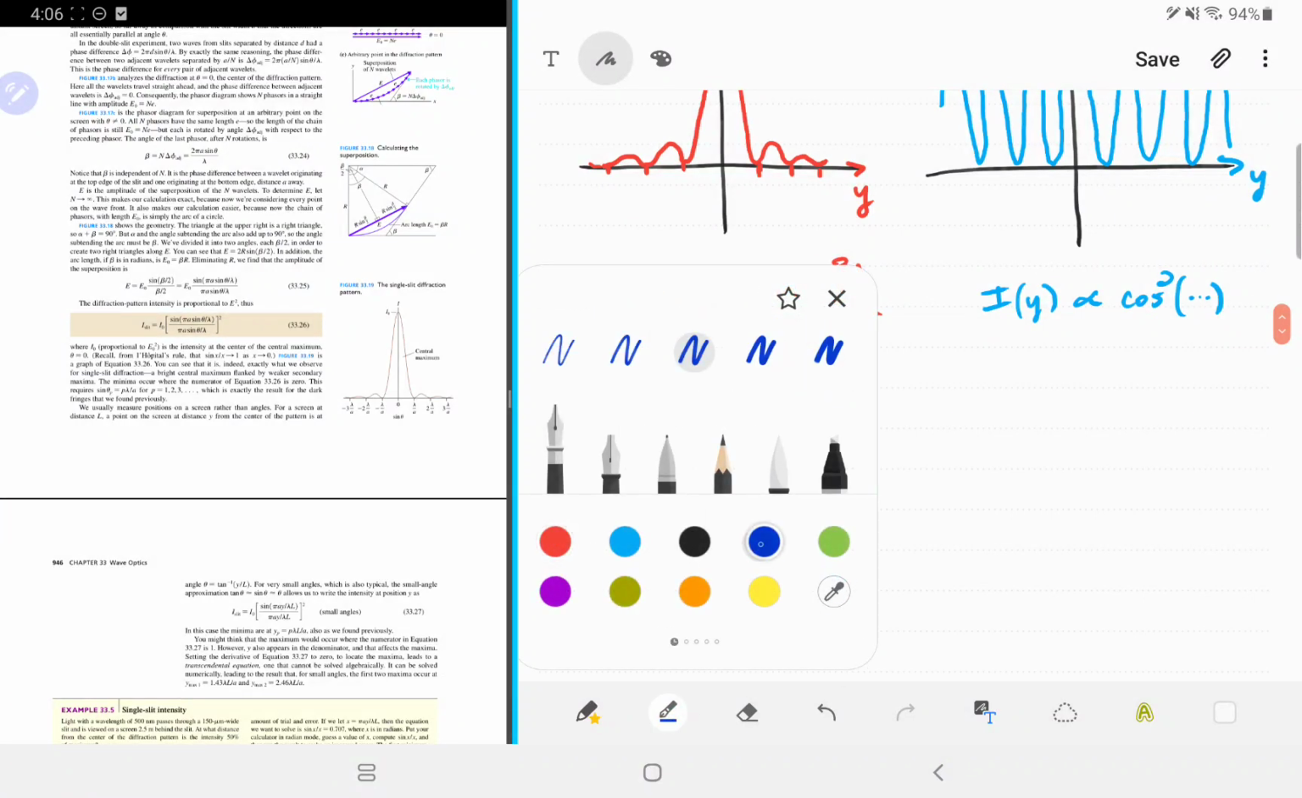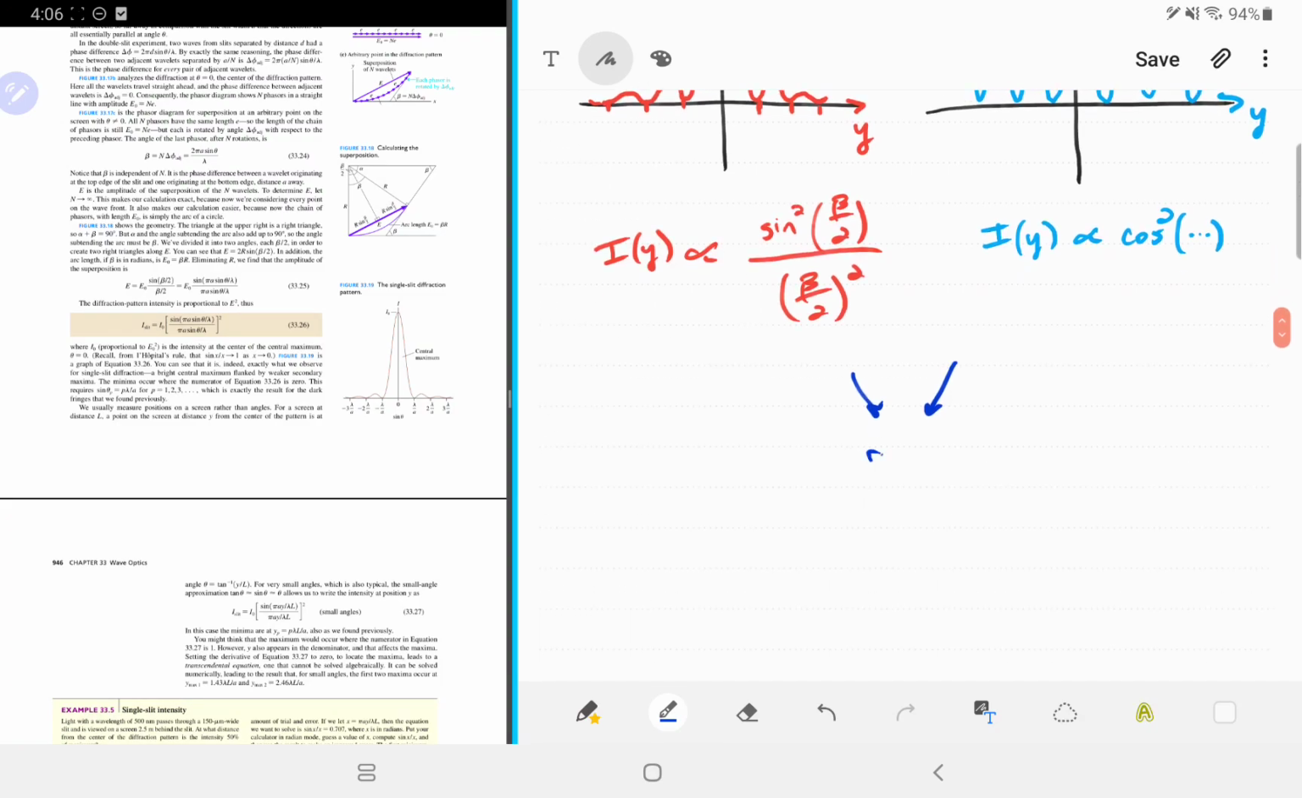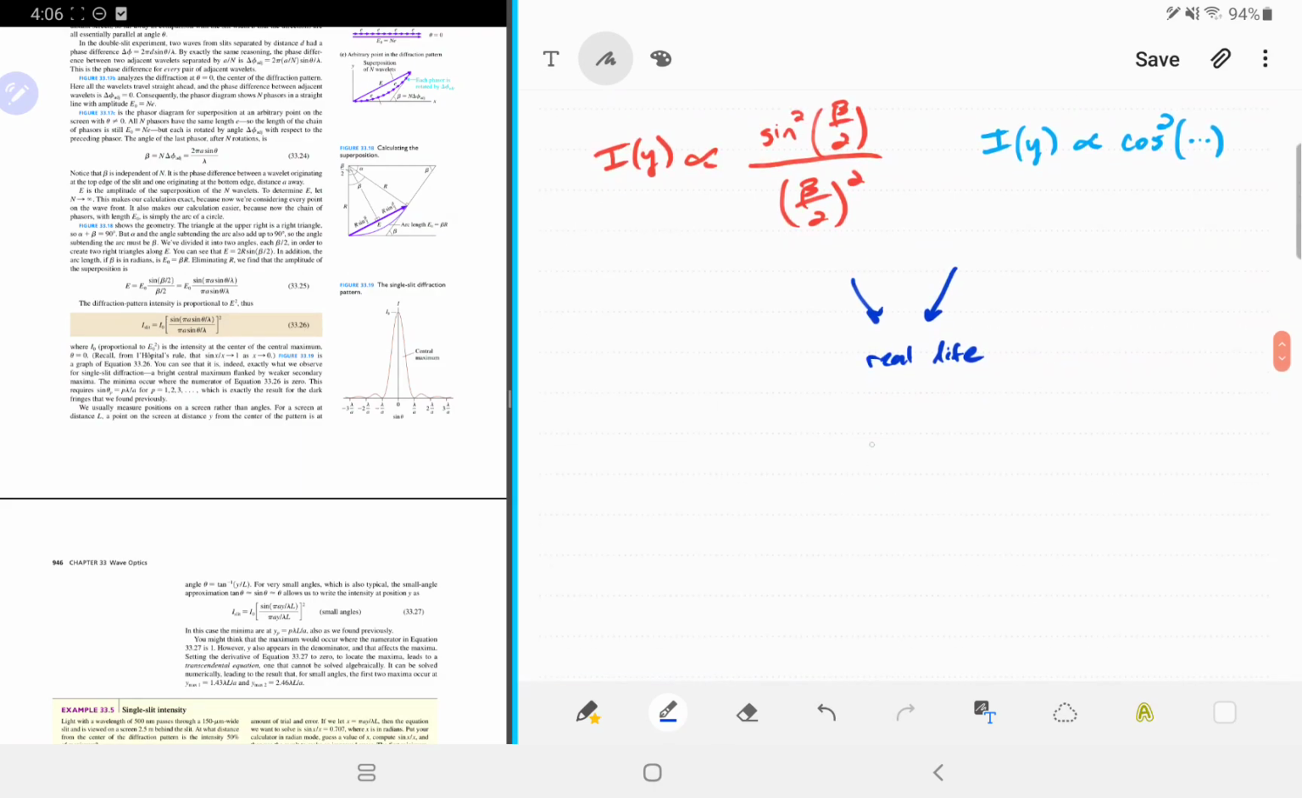So what I want to look at now is actually combining these two. So what happens in real life? In real life, when you combine both of these two effects, you actually get what's called a diffraction envelope. So in real life, the intensity versus y is going to be a function where you have hints that there is diffraction going on. But then in addition to that, you get the cosine squared piece.